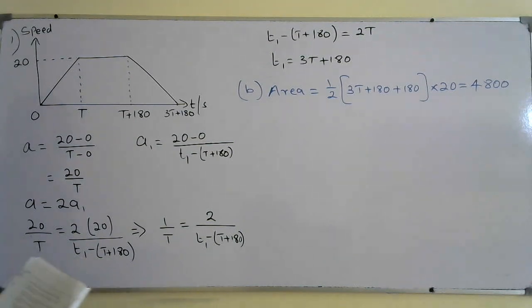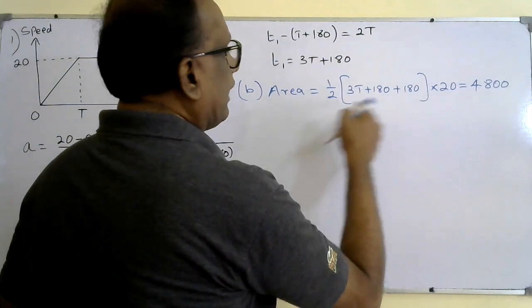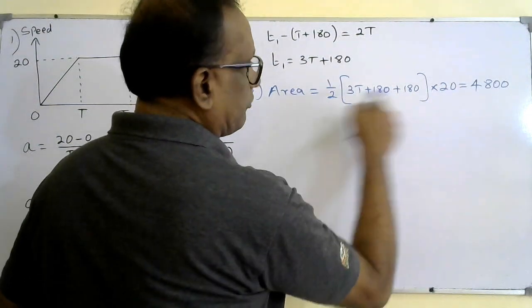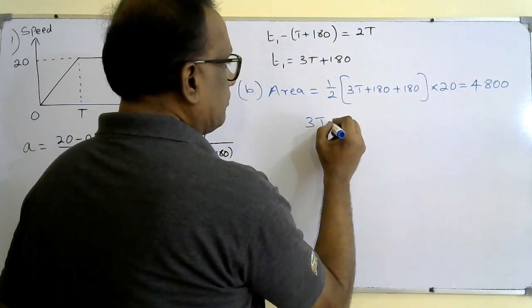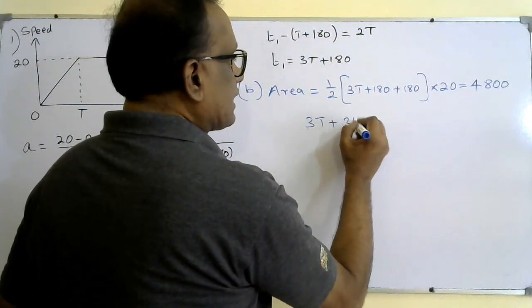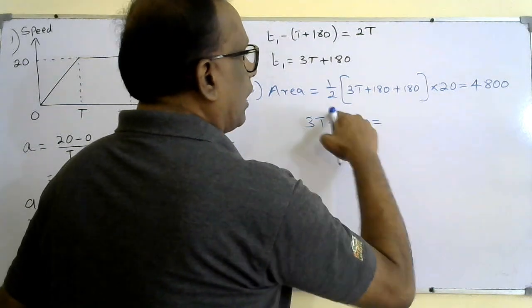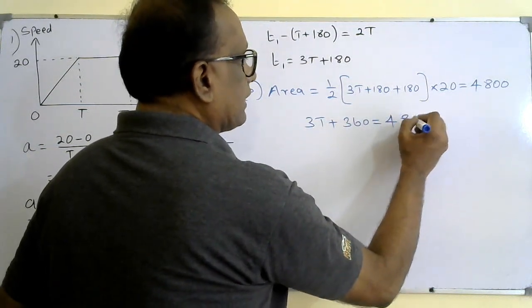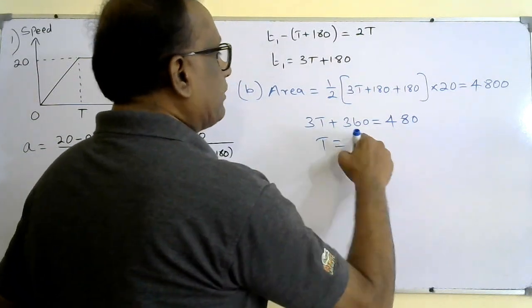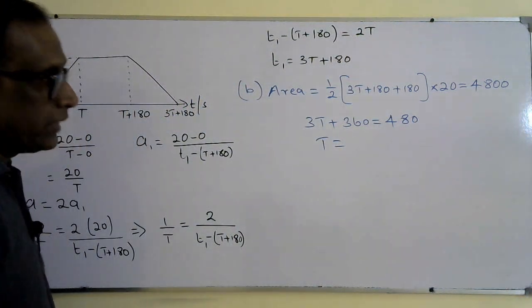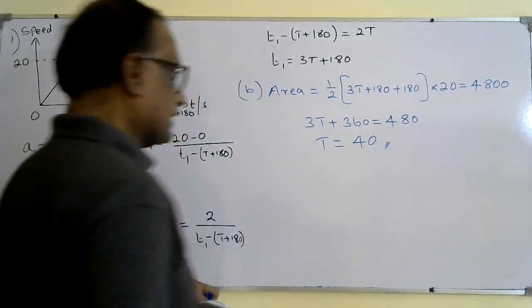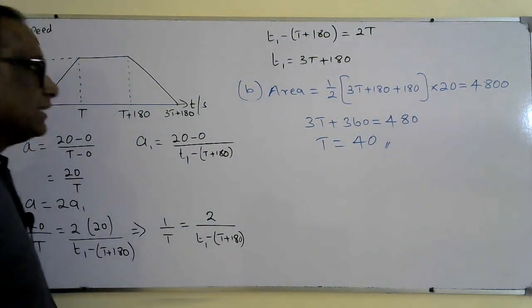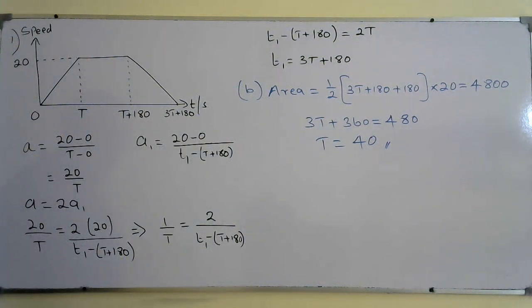Solve this, you will get the value of t. So anyway, half into 20, that is 10. 10 divided by 480. So 3t plus 360 is equal to 480. So t will be 480 minus 360, which is 120. 120 divided by 3 is 40. The unit is seconds. They have to find the value of t, so 40 seconds.